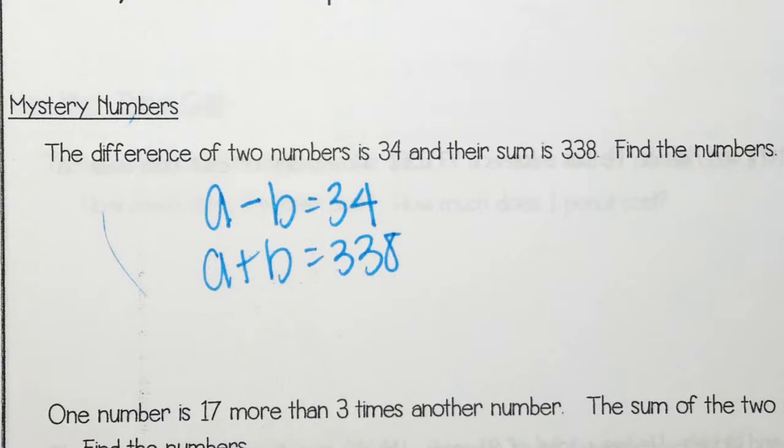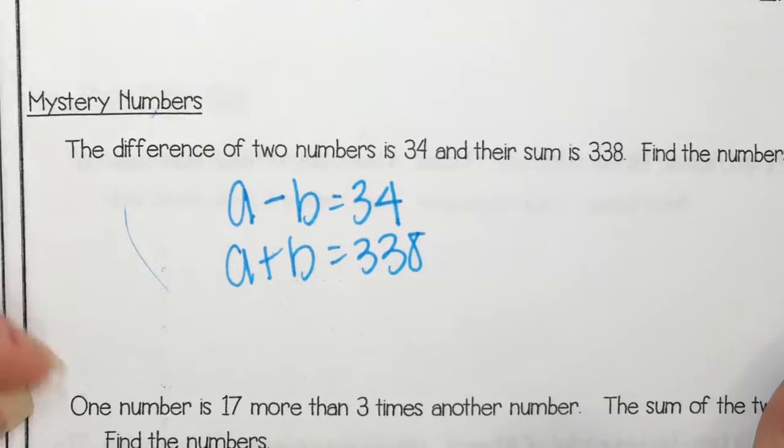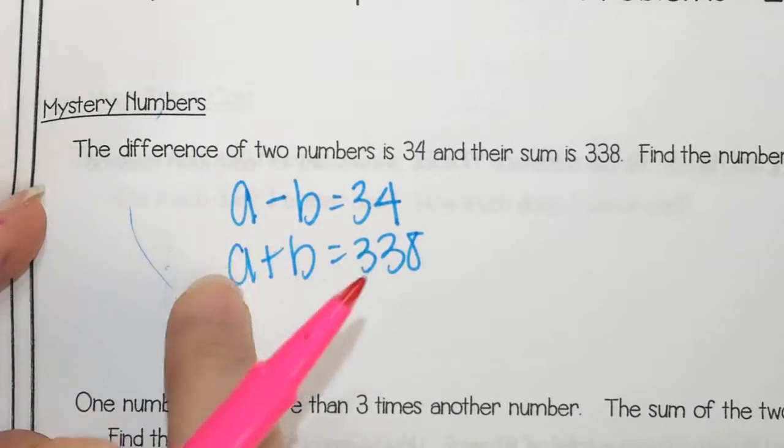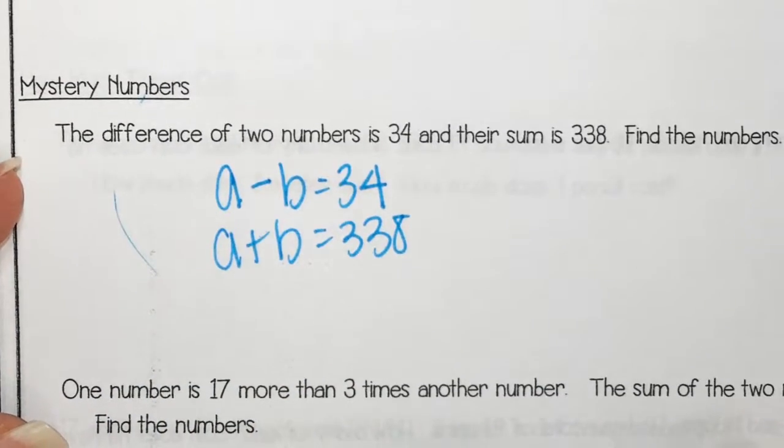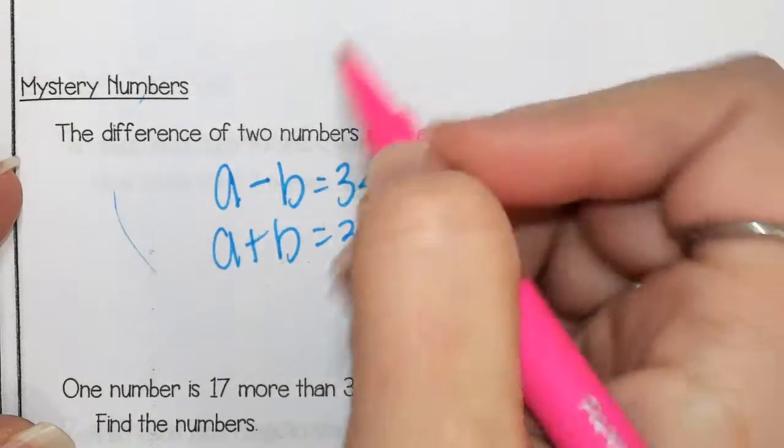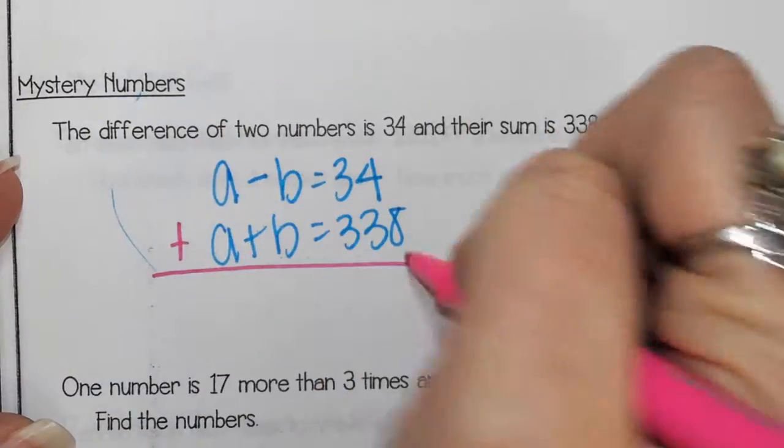Good, take a point. Are we going to use elimination or substitution? Are we going to add or subtract? And it really just depends on which one we want to eliminate, correct? If we wanted to eliminate A, what would we do? And if we wanted to eliminate B? Alright, let's eliminate B.